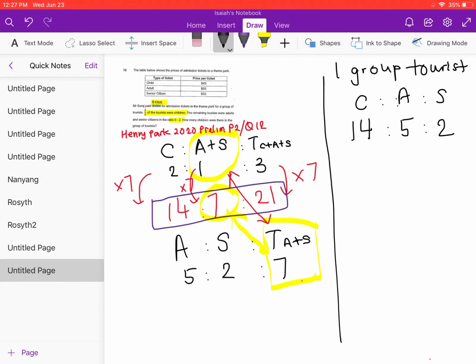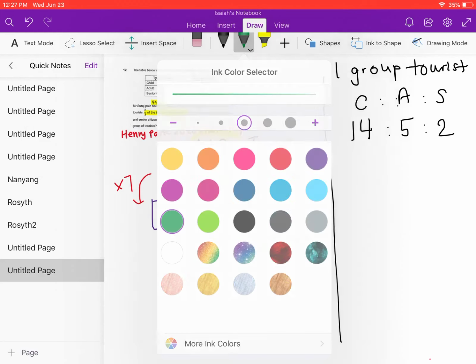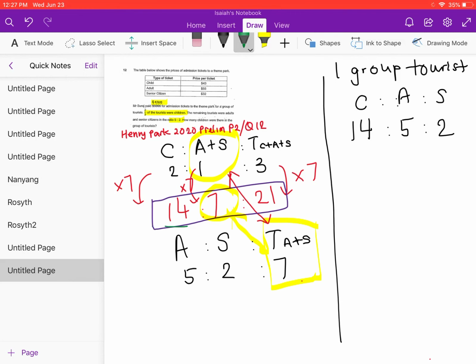So you may ask me, how do I get these numbers? Where do I get them from? Okay, now let's take a look back, which was what we have done earlier. If you were to look at the ratio, here I got my 14 from here. For every one group of tourists, 14 of them are children, and 7 of them, this 7, is a combination of adults and senior citizens. And this 7, where do we get it from? We got it from here. And if we were to break it down, this 7 is made up of 5 adults and 2 senior citizens. So that's how I got my 5 adults and 2 senior citizens in the new ratio that we have written out. Alright, so for every one group of tourists, there will be 14 children, 5 adults, and 2 senior citizens.